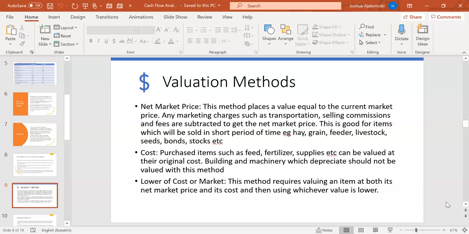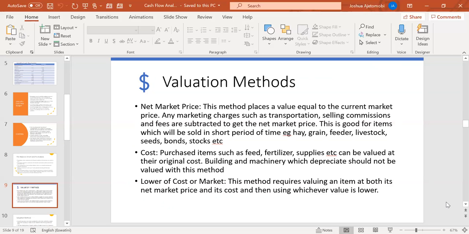Let's look at the different valuation methods, but it's very, very important because we are dealing with farm inputs. One method is the use of net market price. This method places a value equal to the current market price, and any marketing charges such as transportation, selling commission, and fees are subtracted in order to get the net market price. We normally use this when you are dealing with items that are sold in a short period of time, maybe your grain, your hay, your feeder livestock, your seed, bond, or stock, and so on.